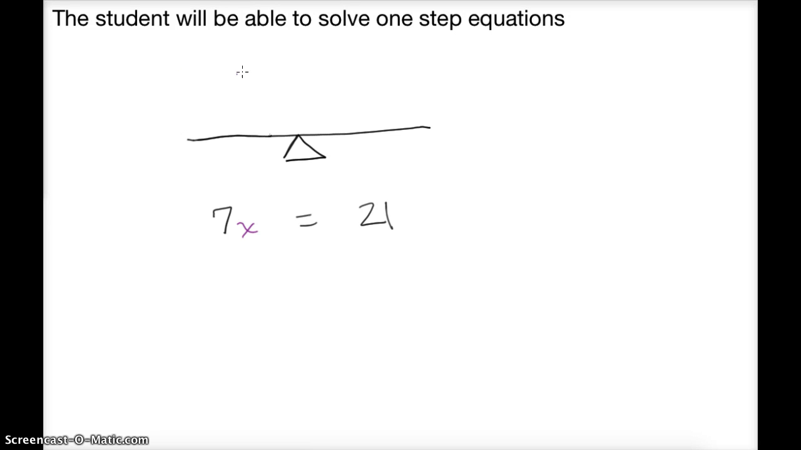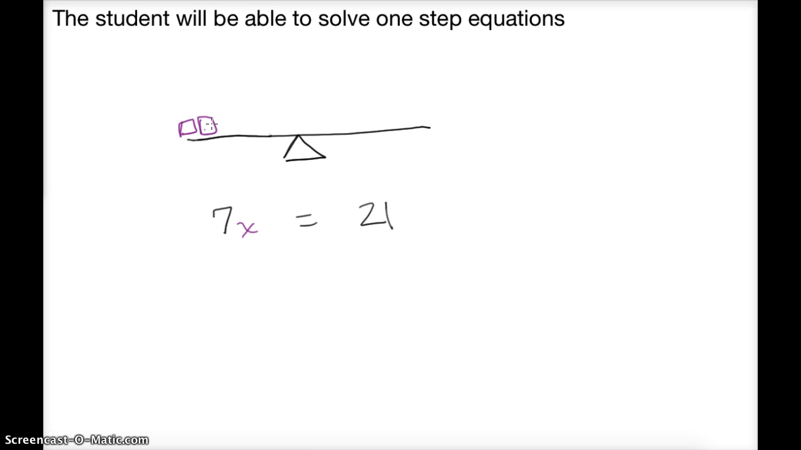All right, so we're going to be solving one-step equations, but this time with multiplication and division. So here my example is 7x equals 21. It's saying 7 times what equals 21? And I've got to get x by itself to do that.